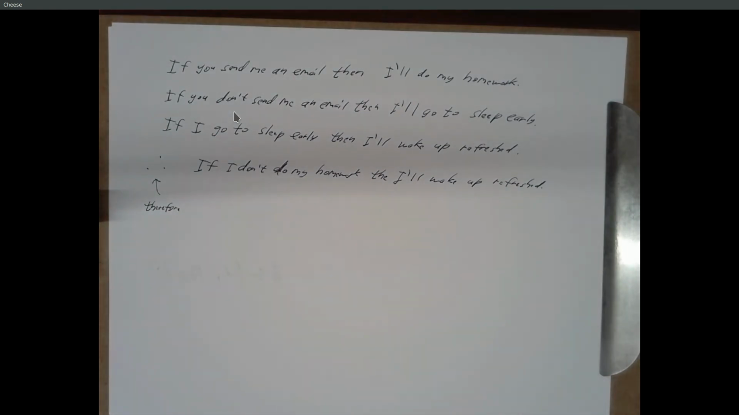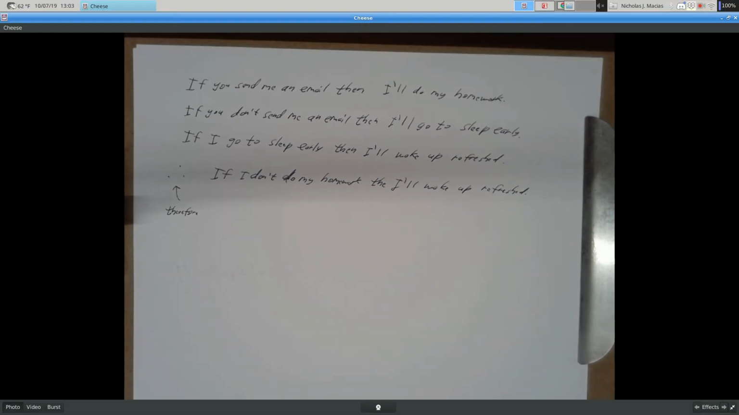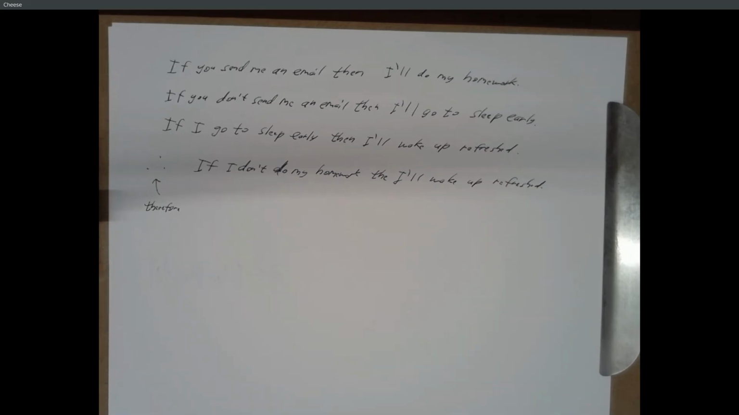So that's a weird set of statements. If you send me an email, I'll do my homework. If you don't send me an email, I'll go to sleep early. If I go to sleep early, I'll wake up refreshed. Therefore, if I don't do my homework, I'll wake up refreshed. And that might or might not seem to make sense to us, but we can prove whether or not this final statement follows from the previous statements. And we don't know if those first 3 statements will be true or false, but we can say if those first 3 statements are truthful, does this 4th statement necessarily follow?